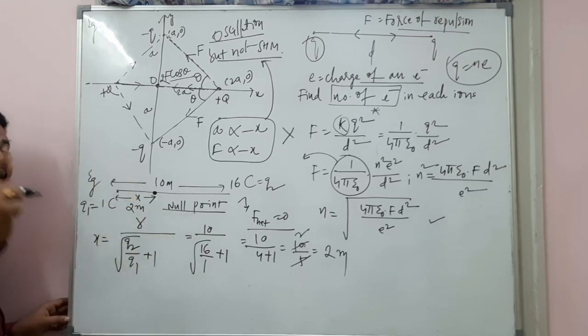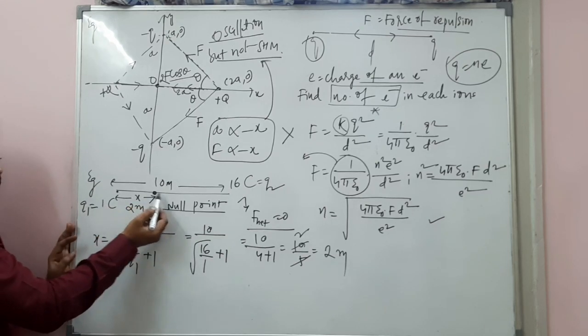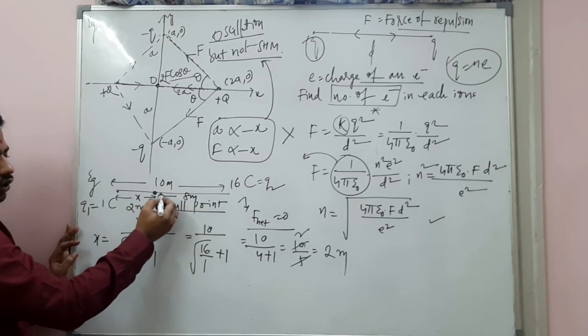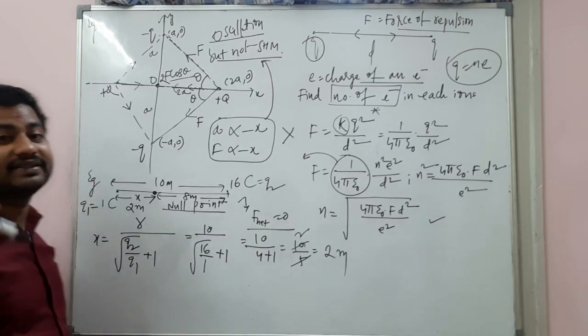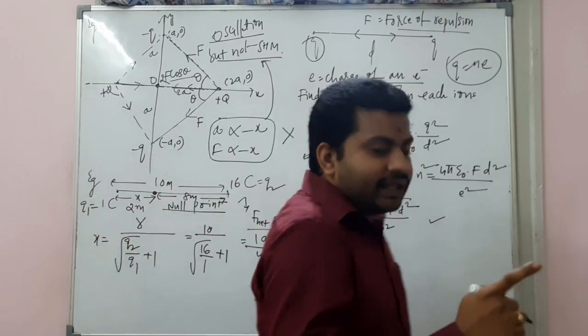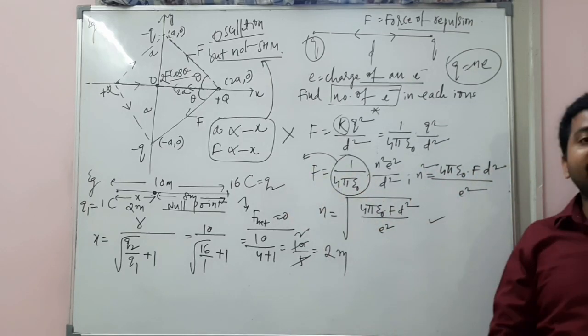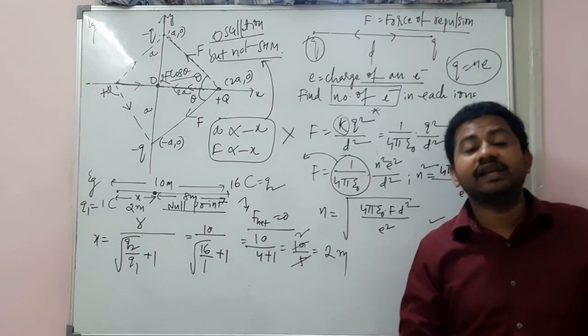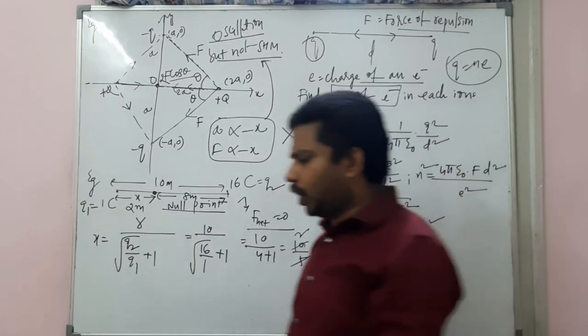The null point will be there. When it is 2 meters from the first charge, it is absolutely 8 meters from the second charge. So read the options carefully. Check whether they are asking for the null point from the first charge or the second charge. Identify carefully and you will definitely get the correct answer. Right? And let's move on to the next question.